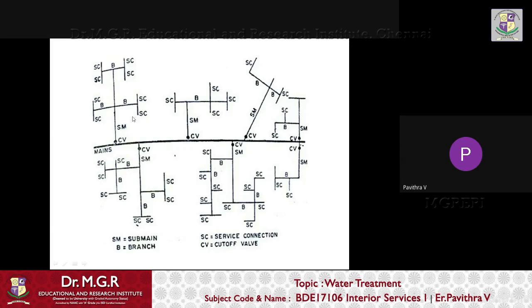And the only main disadvantage in this system is if a repair is going to happen in this branch, all the other branches also will not be able to get the water. Since I am going to stop the supply of water in this whole tree system, other consumers also will be facing difficulty since the repair work will be done in only a single branch. All the other branches will be facing difficulty. That will be a disadvantage in the system.